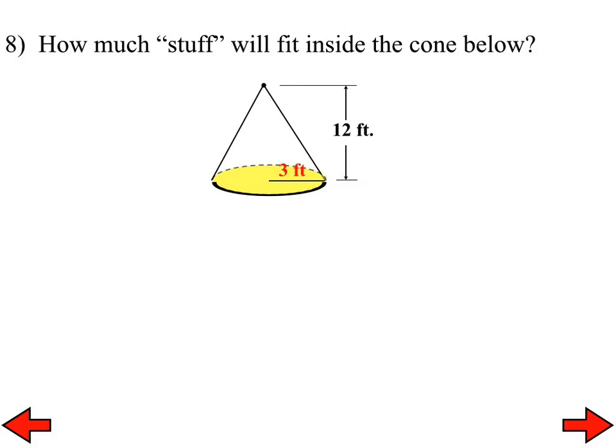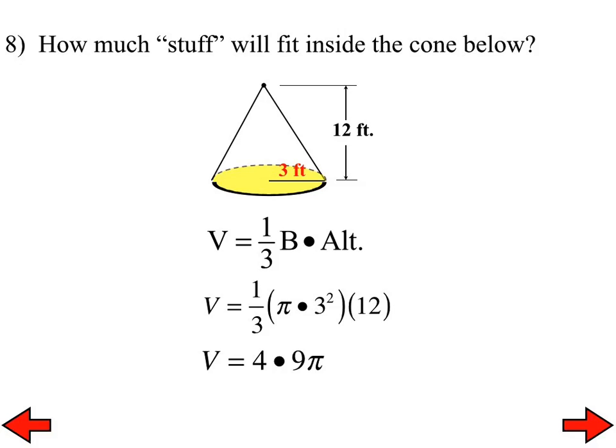All right, and then we have a cone. How much stuff will fit inside that cone? We find the area of the circle, multiply it by the altitude, take 1/3 of that. Notice that I continue to leave things in terms of pi until the very end. And the reason why I do that is it just makes things much, much easier. All right, 113.04 cubic feet of stuff will fit inside that cone.